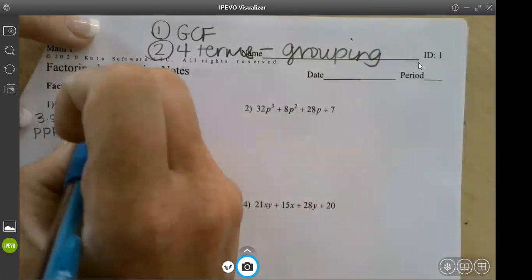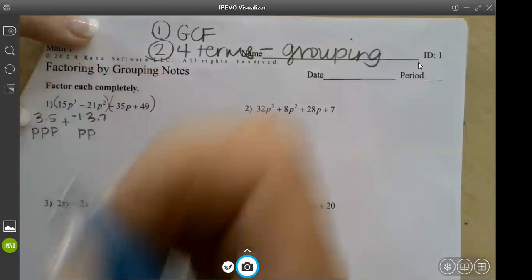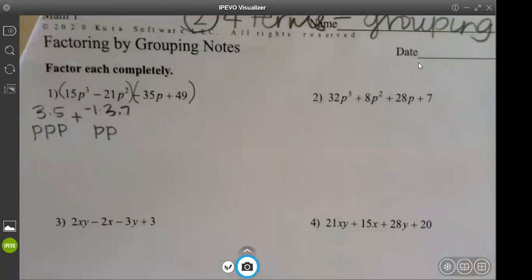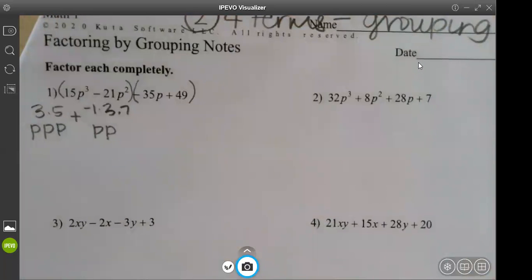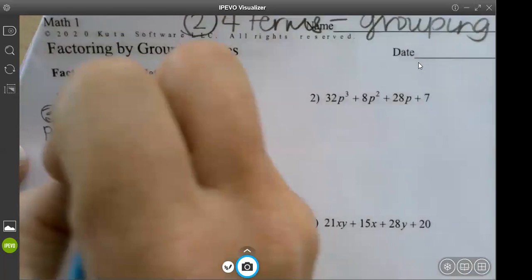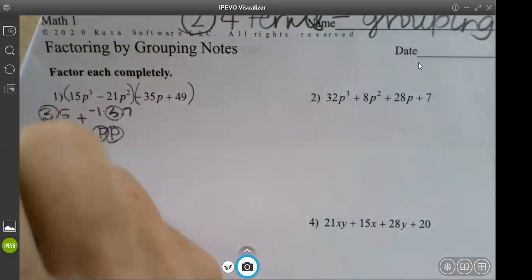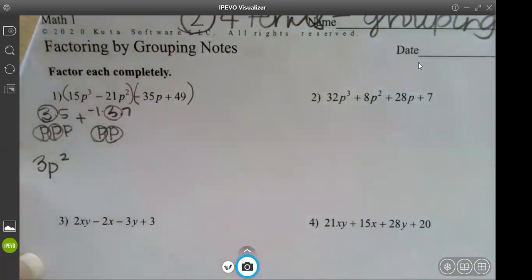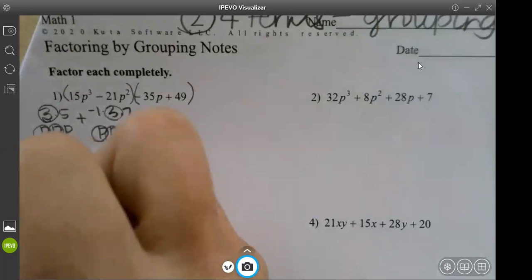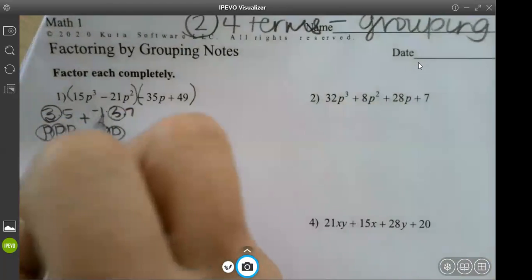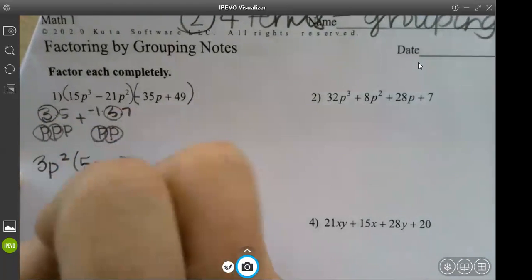21 is 3 times 7. And then we have 2 p's, the same exact thing that we did yesterday. Make it a little bit bigger so you guys can see it. Between those 2, what do we have in common? The 3. What else? The 3 and 2 p's. So we're going to write that out, a 3 and 2 p's. And then we're going to write our leftovers. We left a 5 and a p, so 5p. And we left -1 times 7, which is -7.